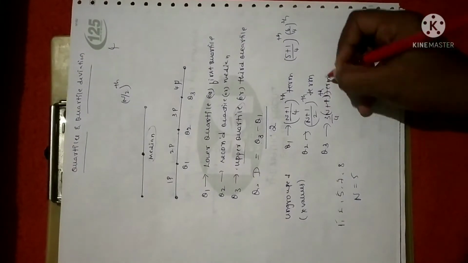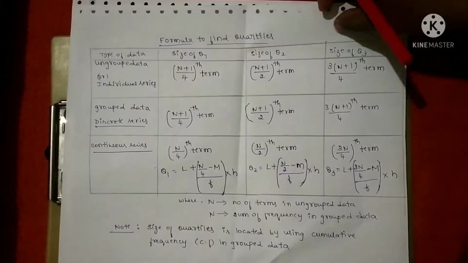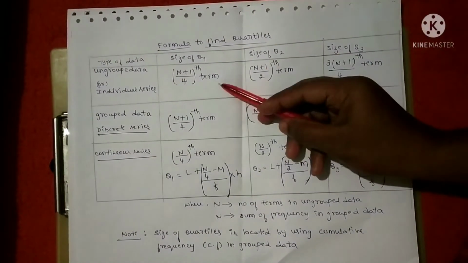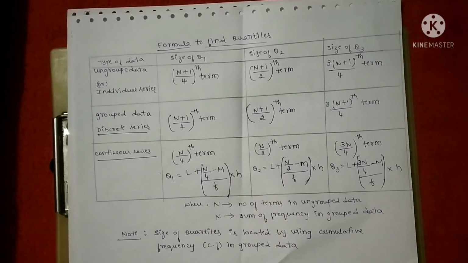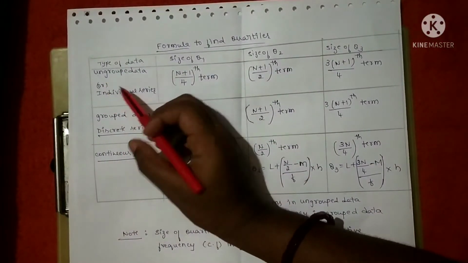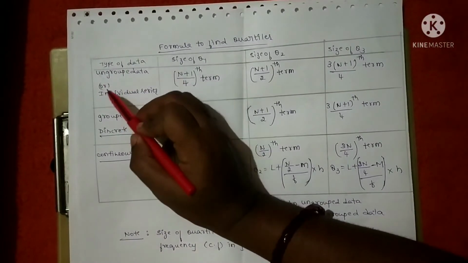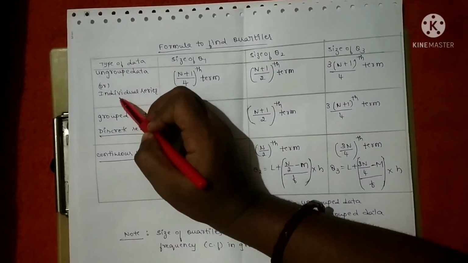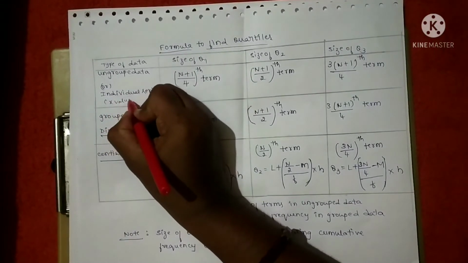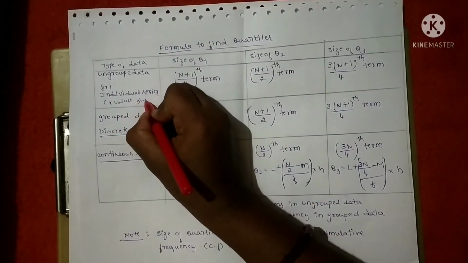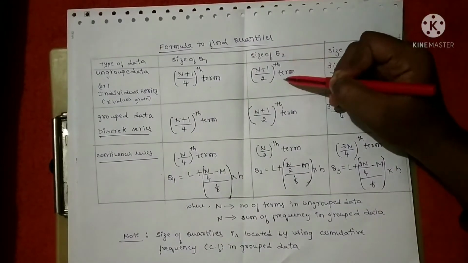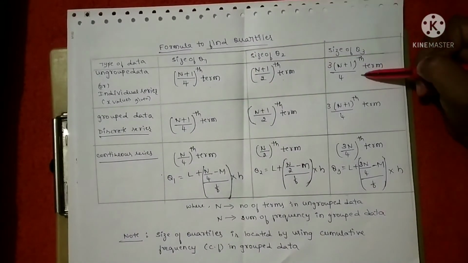Instead of writing all these formulas, have a look at this formula list. I have given the same in the notes. Here I have listed all the formulas of quartiles. Please turn the mobile so that you can see clearly. For ungrouped data, which we can also call an individual series, when only x values are given, Q1 is calculated by this formula, Q2 by this formula, and Q3 by this formula.